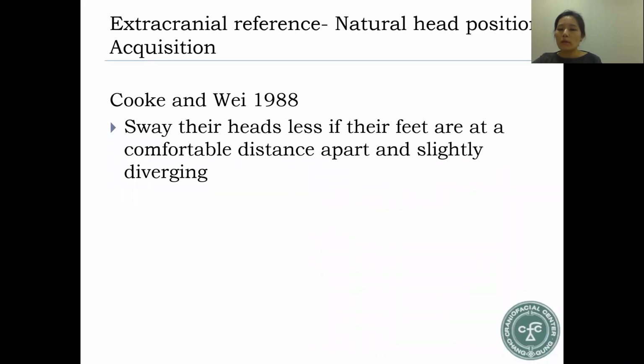An additional piece of advice is that the patient's feet should be at a comfortable distance apart and slightly divergent, so that the patient's head might settle into the balanced position quicker.